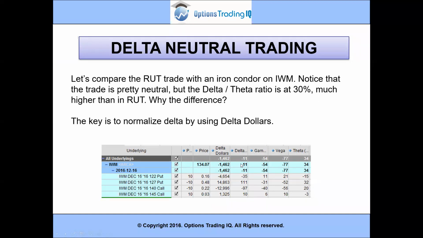Okay, so we have to adjust our delta theta ratios, or we have to trade based on our delta dollars. Okay, so the key is to normalize by using delta dollars. So we want to keep an eye on our delta dollars figure, and we want to create rules around that in terms of what exposure level we're happy for that to get to before we adjust.